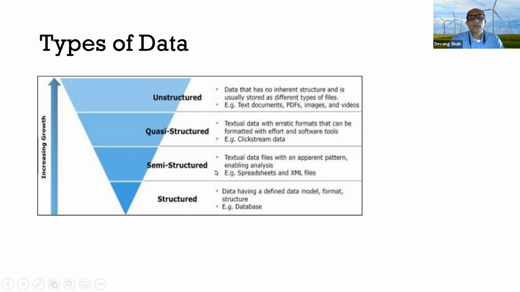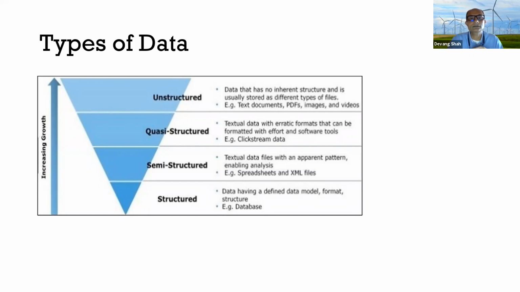Semi-structured data is basically textual data with an apparent pattern. In the business world, there are folks developing spreadsheets, trying to collect the data. In a small business, that's pretty common. Even in larger businesses, it's common too, by the way. And a bunch of XML files, but they hold important data, right? And that needs to be processed as well.